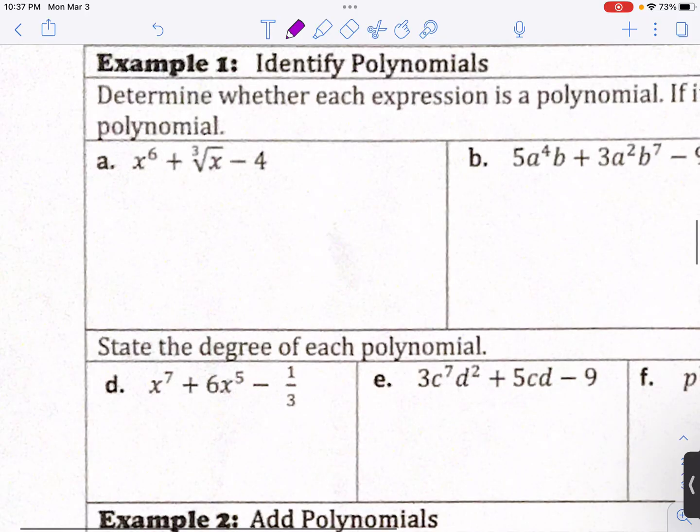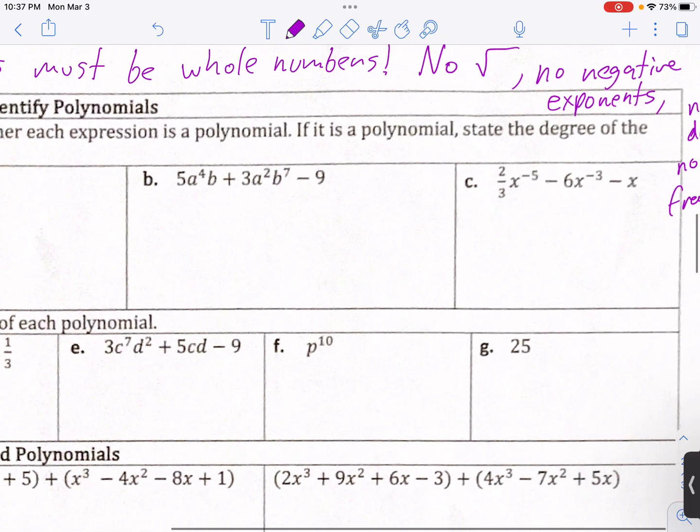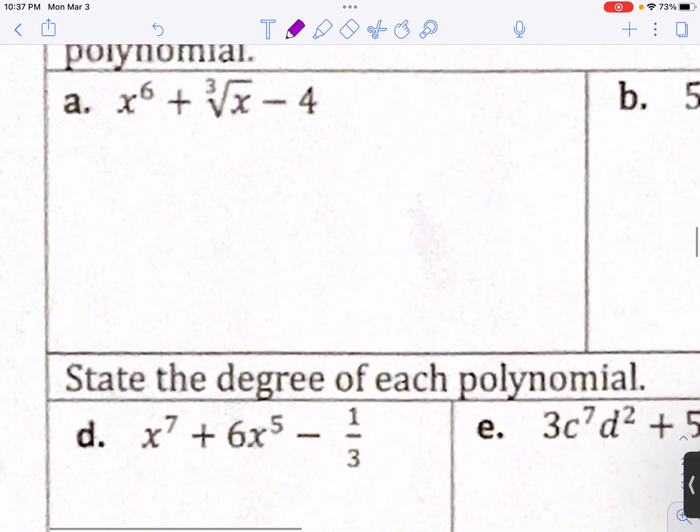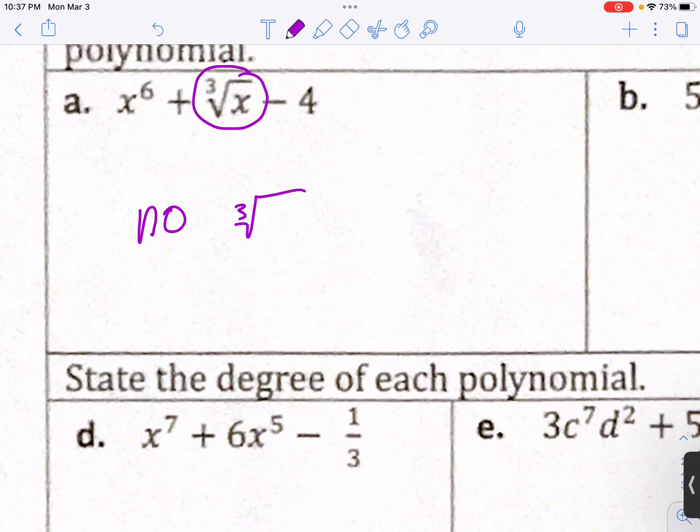So again, we need to determine if it's a polynomial, and then the directions say if it is, we state the degree of the polynomial. On this one, the first thing I notice is we have a root. So in this case, automatically I'm going to say no because of the cube root.